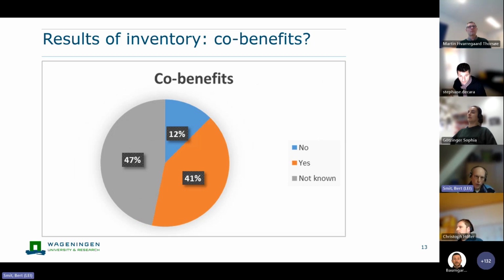We also wanted to know whether such schemes have co-benefits, especially for the farmers. And it appeared that 41% of these schemes indeed had some additional advantages for farmers, mentioned in the scheme description. For example, you can imagine that carbon farming has a good influence on your soil quality, and that can give good results in yields or in water holding capacity and so on.